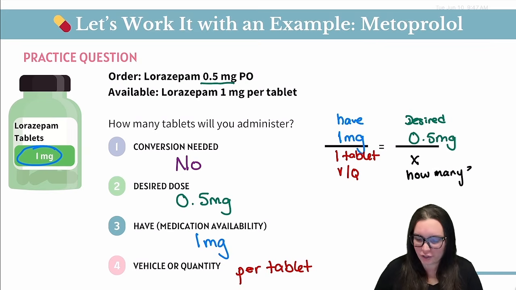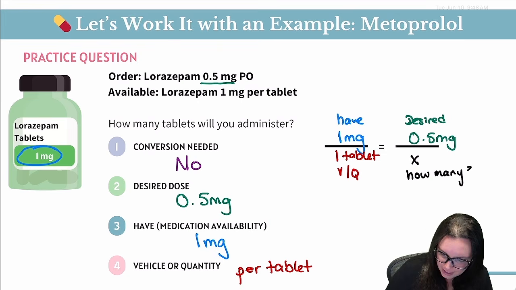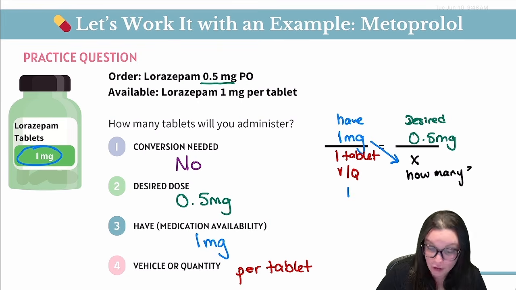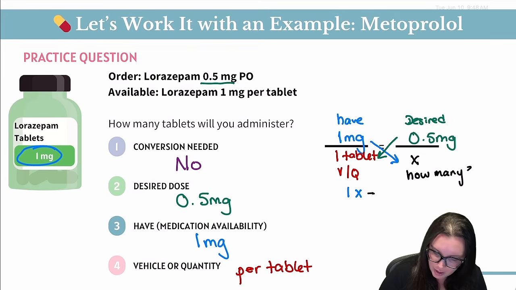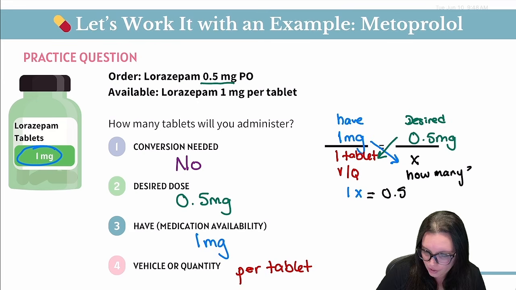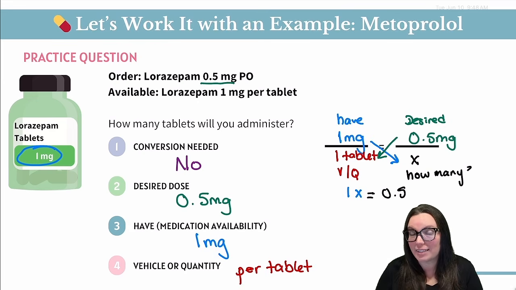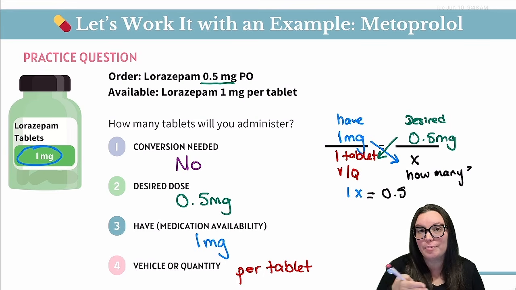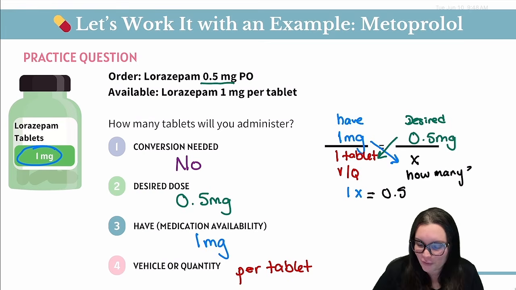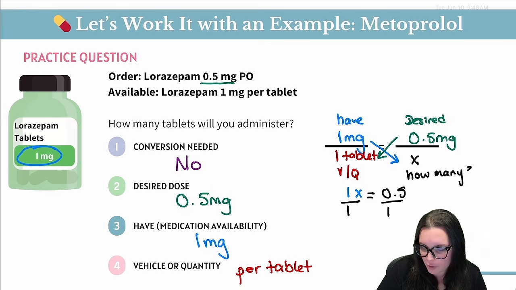Now we're just going to do a little crisscross applesauce. So we are going to multiply our 1 milligram by our x. That's going to give us 1x. And then we're going to multiply our desired dose by what it's available in, the quantity. So 0.5 multiplied by 1 is going to give us 0.5. Now we need to isolate for x. That means I need to get that number in front of x away from it. If I am multiplying x by 1, what is the opposite of that? I'm going to divide by 1. So we're going to divide both sides by 1, and that is going to give us our correct answer of 0.5 tablets.